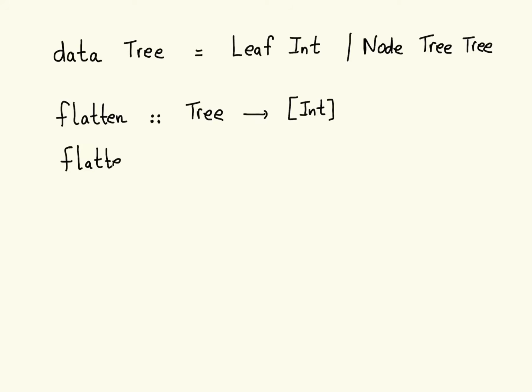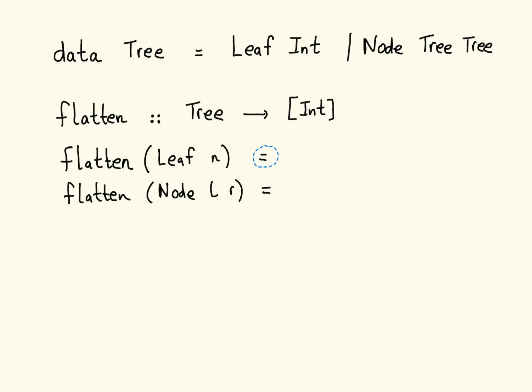So as you would expect, we have two cases. We can say what happens if you flatten a leaf which contains the value n. Oops, forgot the n here. And what happens if you flatten a node which has two subtrees, L and R. Okay, so let me just move this equals over a little bit. So what do we do in each of these two cases? Well, both of the cases are entirely straightforward. If we're flattening a leaf, all we're going to do is put the integer n into a singleton list on its own, and then we're done.